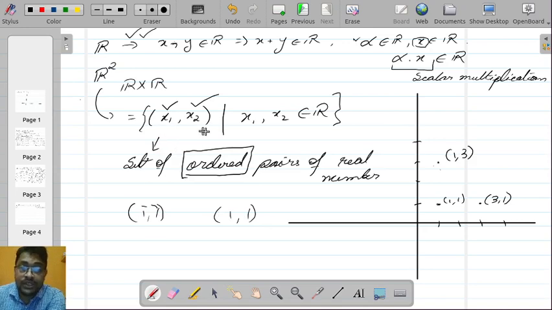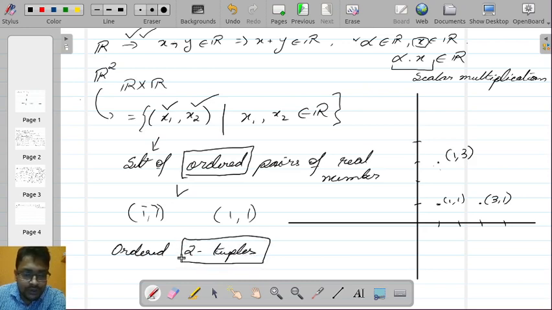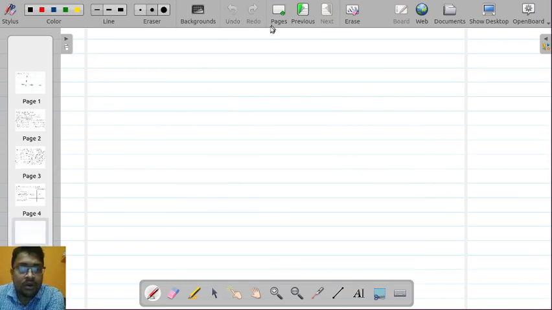So when x1 is not equal to x2, if you change the order, then you get a different point. That is why this is called a set of ordered pairs. This has also got a different name: it is also called the set of ordered two tuples. I'll tell you why we are introducing this tuple here. Otherwise, because the English language is not sufficient to accommodate all terms of mathematics, right? You will see very soon.